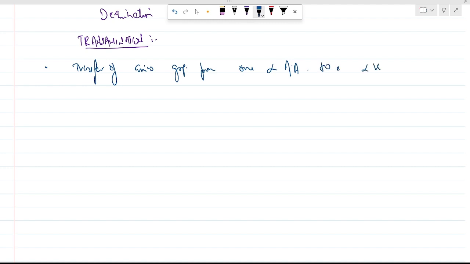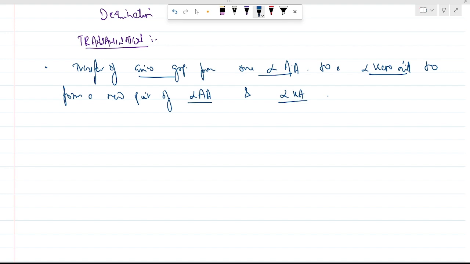Transamination. We'll start with our discussion. The definition is transfer of an amino group from one alpha amino acid to an alpha keto acid to form a new pair of alpha amino acid and alpha keto acid. KA is for keto acid, AA is for amino acid.